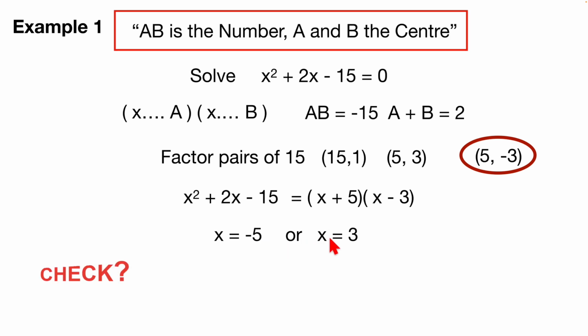Let's have a little check. I'll check the easy one. x equals 3. x squared plus 2x minus 15. x squared is 9. 2x is 6. Minus 15. My bad, that should be minus 15. Anyway, that's minus 15, and that equals 0.